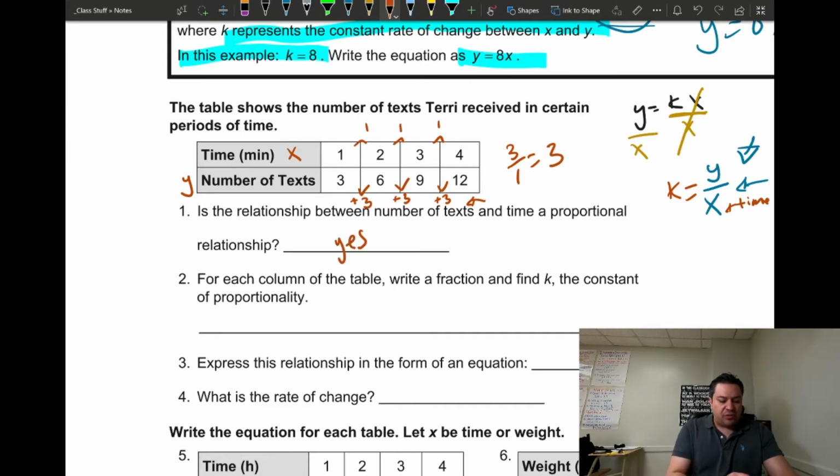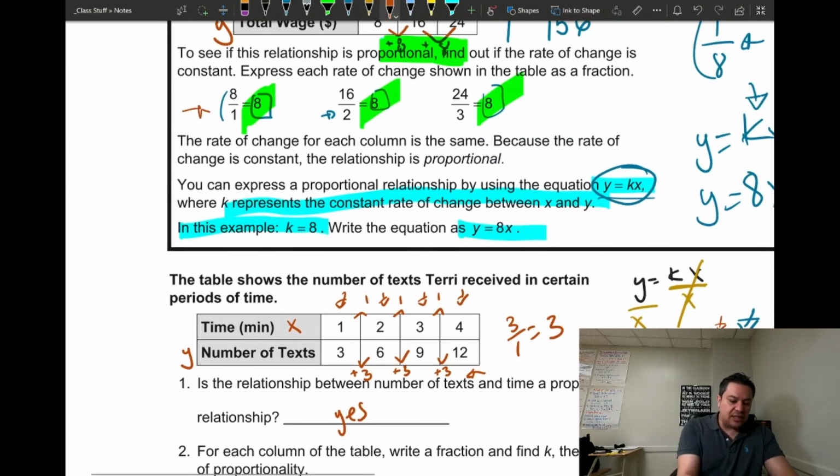For each, number 2, for each column of the table, write a fraction and find k, the constant of proportionality. This is what I was telling you about, okay? For each column of the table, these are the columns, we're gonna find k, but remember, they're backwards. Look, x is on top, y is on the bottom on the table. However, on the equation right here, y is on top, x is on the bottom. So all we have to do is write a fraction like they did over here and find k.